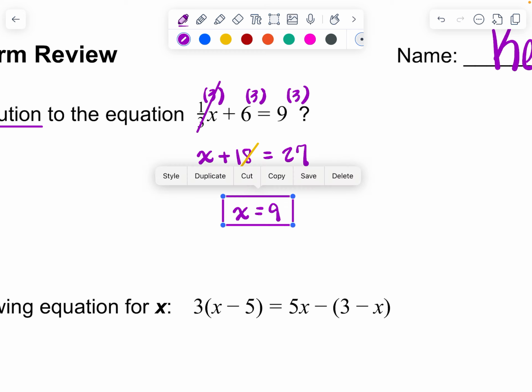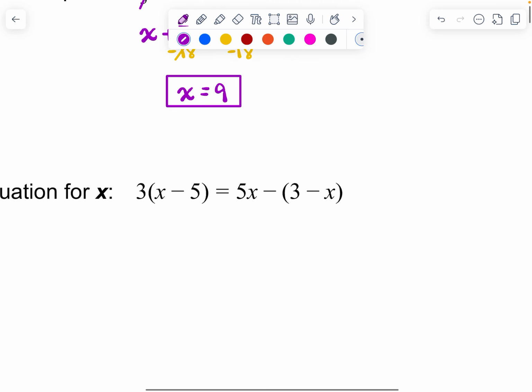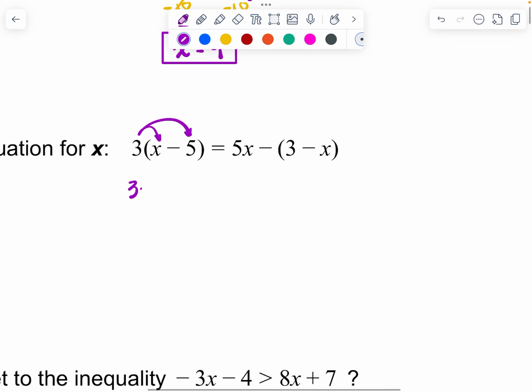You can always plug your answers back in and check, right? And you'll notice if I plug 9 in for x, I'm going to end up getting 9 equals 9, which is true. All right, the next one, we're also solving the equation for x. This one has a little bit more going on because you have parentheses, right? So we want to make sure that we are distributing and multiplying that number through. So 3 times x is 3x, and 3 times negative 5 is negative 15.